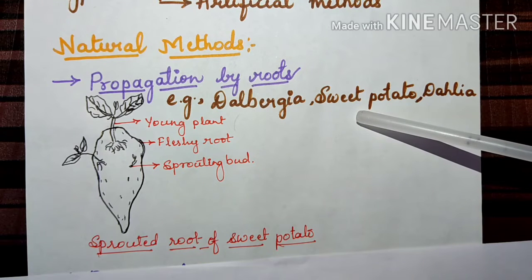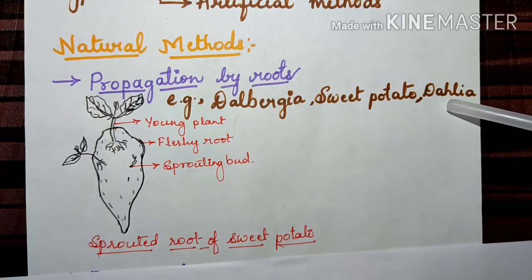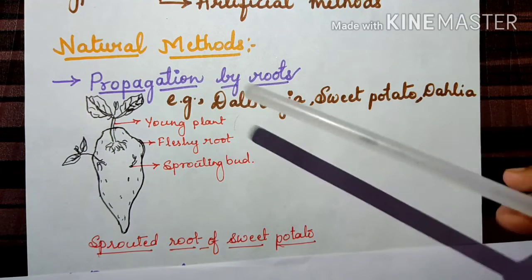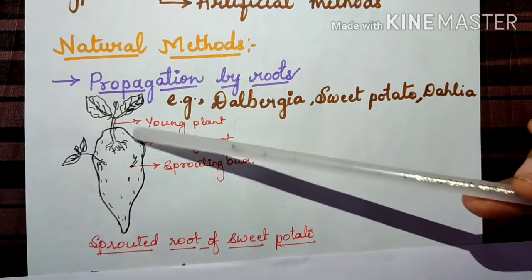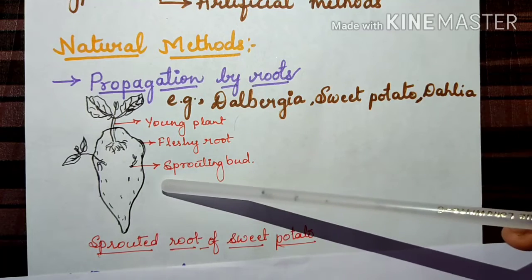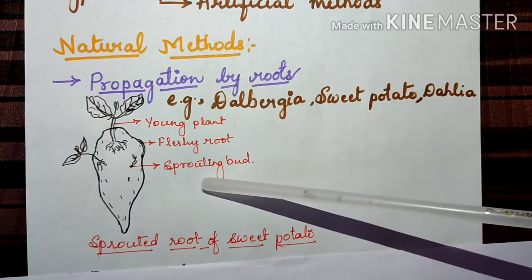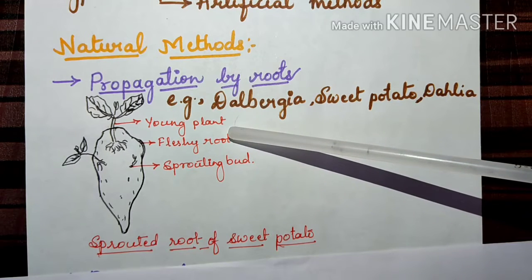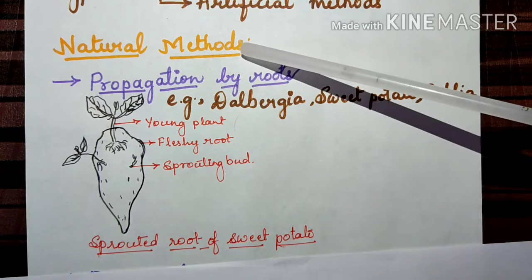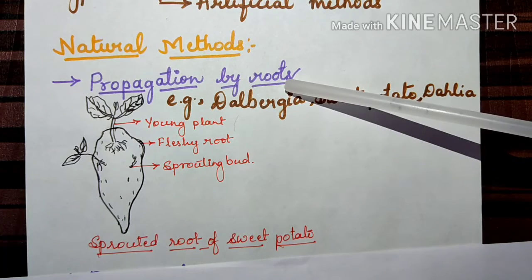In some plants like sweet potato and dahlia, the root tubers develop adventitious buds and these develop into new plants. In case of sweet potato and dahlia, you can see here the sprouted root of sweet potato. Here the modified root of the sweet potato, where you can see the sprouting bud which develops into a young plant. So this is the propagation by roots.